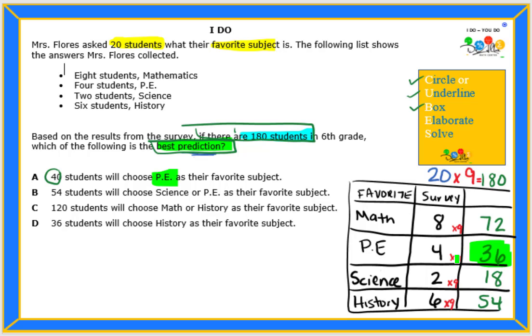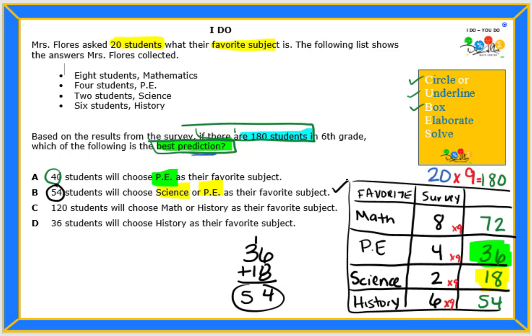54 students will choose science or PE as their favorite. So science or PE. Here's science. We're going to have to add those together, 36 plus 18, which gives us a total of 54. So this looks good. 54 will choose science or PE. I'm going to check the other answers just to be certain.